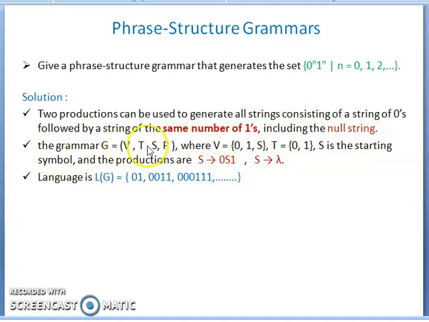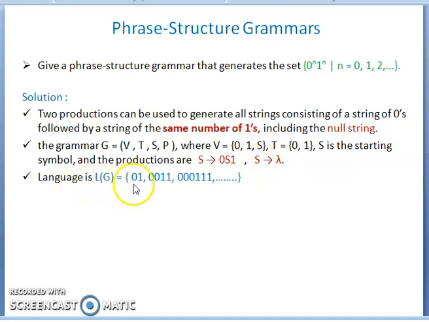The grammar is like V, T, S, P, where V is the vocabulary, that is the alphabet, T is the terminal symbols, S is the starting symbol, and you have to specify the productions. Here V is 0, 1, S; 0 and 1 are the terminal symbols, S is the starting symbol. And the productions are S implies 0S1, with S in between 0 and 1, and one more production, S implies the null string.